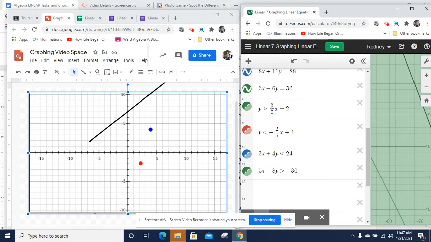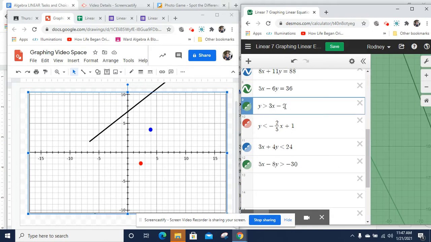So I'm going to start off with this one. This is in slope-intercept form. Y is greater than 3x minus 2. And we're going to start off by just graphing a line. This is saying y is everything that is greater than the line 3x minus 2. So what that means is we need y equals 3x minus 2 as a boundary to define the wall between what is greater than and what is not greater than.